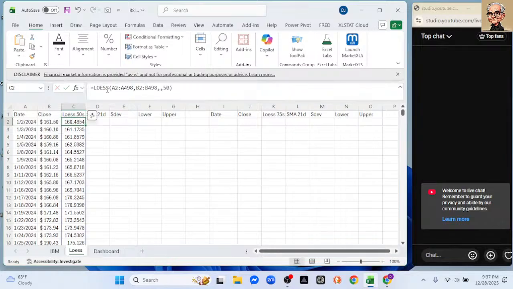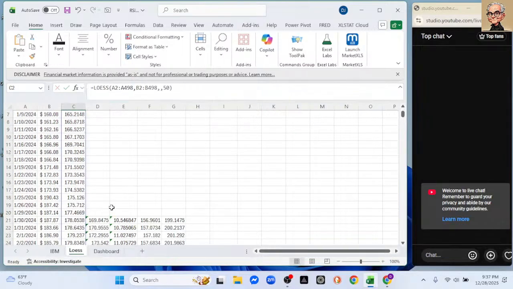Don't forget, then you come down and you calculate a 21-day average based on the closing price. And again, this is just for comparison. Then we do a standard deviation based on... I don't think that's right. We'll see what happens. I think we actually want the standard deviation to be based on the Loess price, but we'll see what happens.